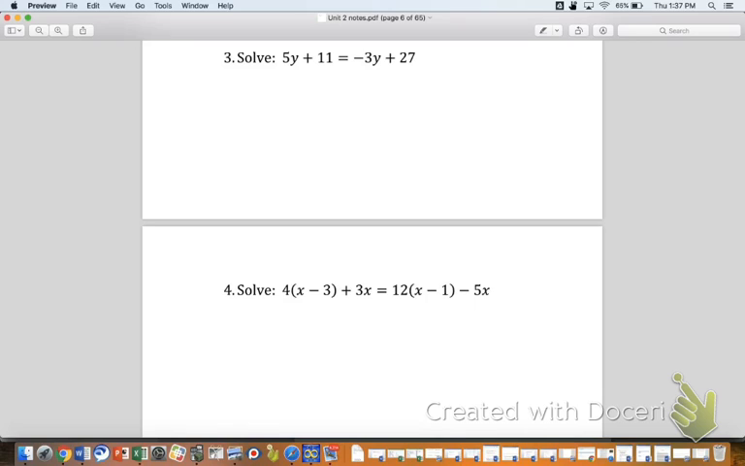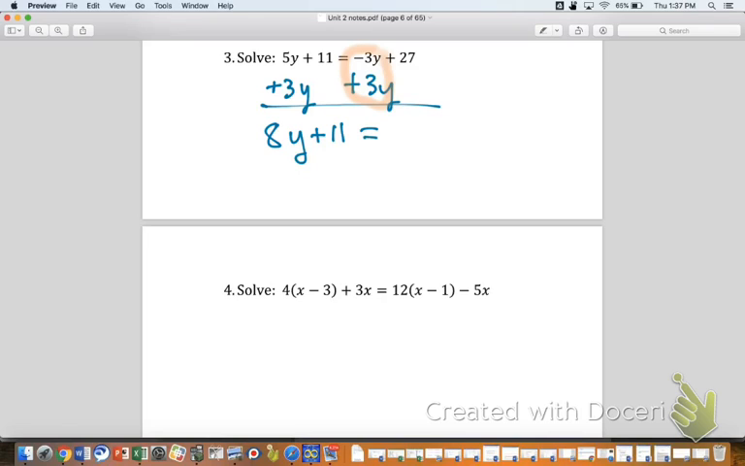I think specifically what you chose to do is smart, because there's going to be fewer minus signs. So what I'm going to do is add 3y to both sides. Let's think about what that's going to do. Over here on the right side, what is negative 3y plus positive 3y? 0, right? So it's basically been eliminated from the right side. And then on the left side, 3y plus 5y is 8y.